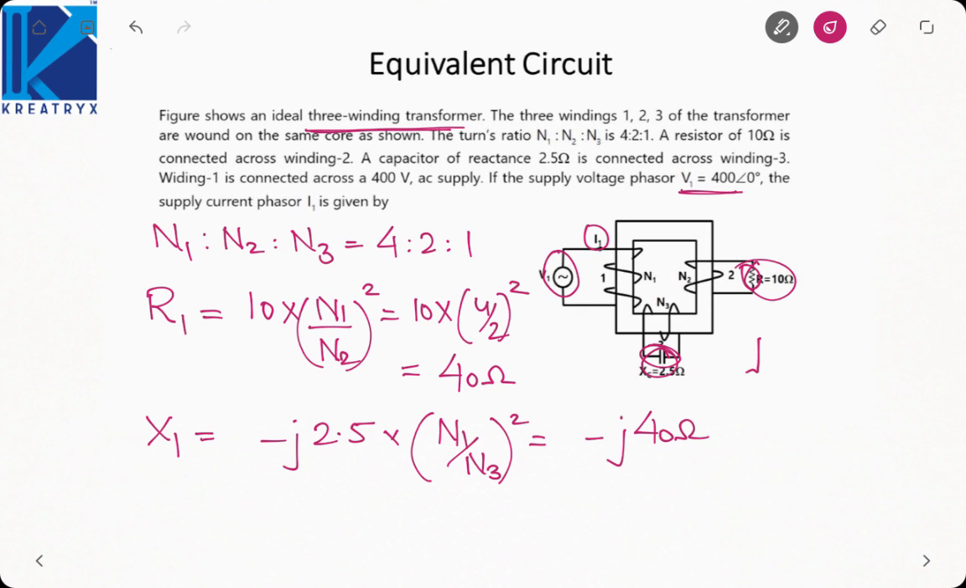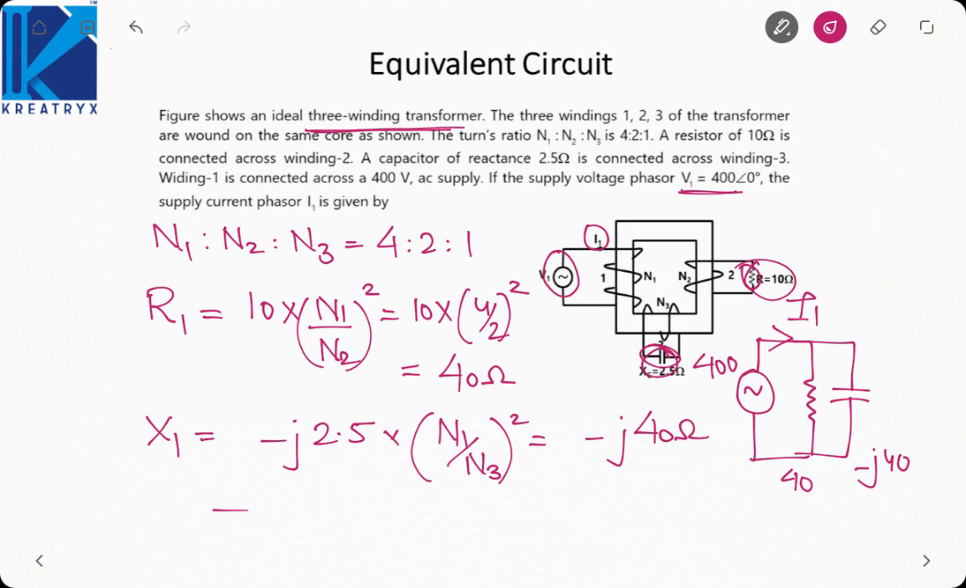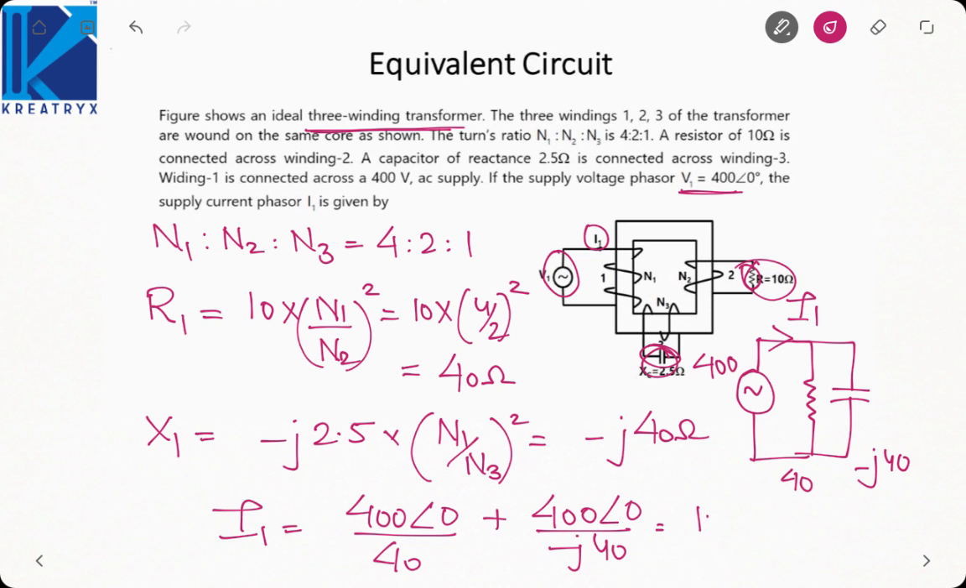So what will be the circuit? This is the supply. A resistance and a reactance are connected across the supply, 40 and minus j40. This is 400. So what will be the current I1? I1 will be the sum of the current in each one: 400 angle 0 by 40 plus 400 angle 0 by minus j40. That is 10 plus j10. That will be the current phasor I1.